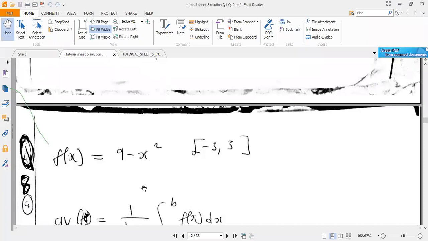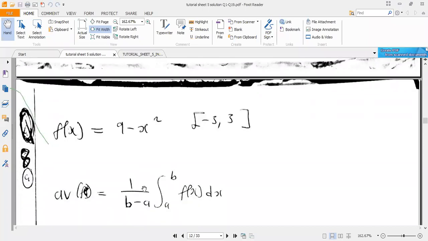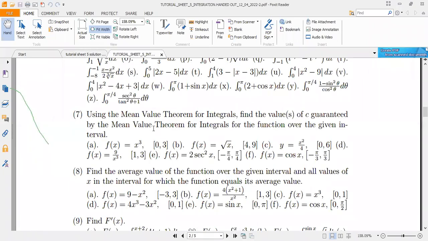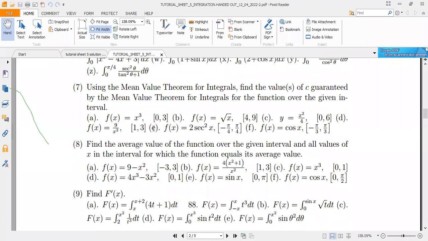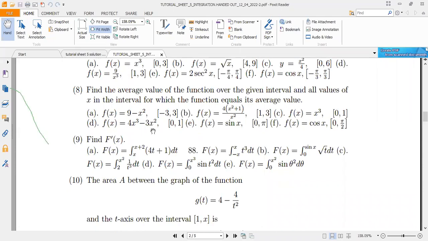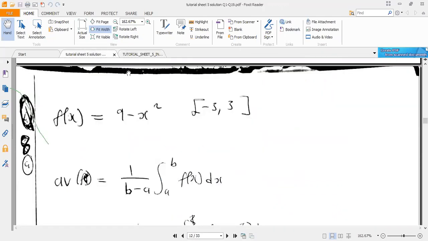Then we have question 8a. Go to question 8. Find the average value of the function over the given interval and all values of x in the interval for which the function equals its average value. So we want to find those values.